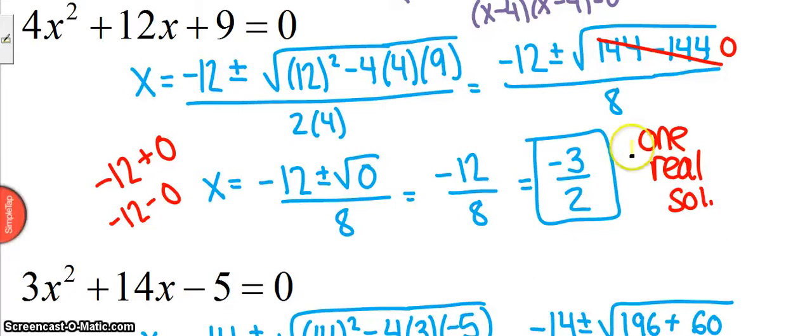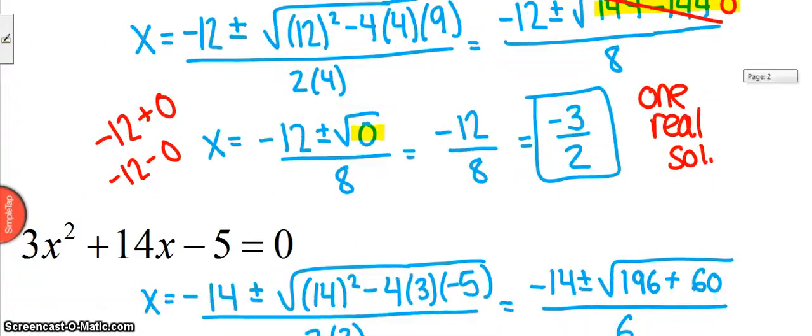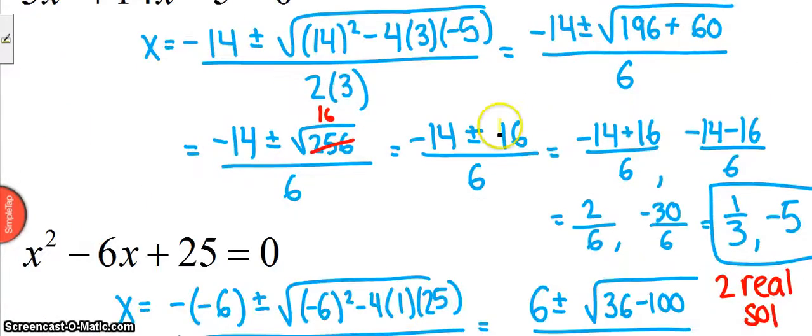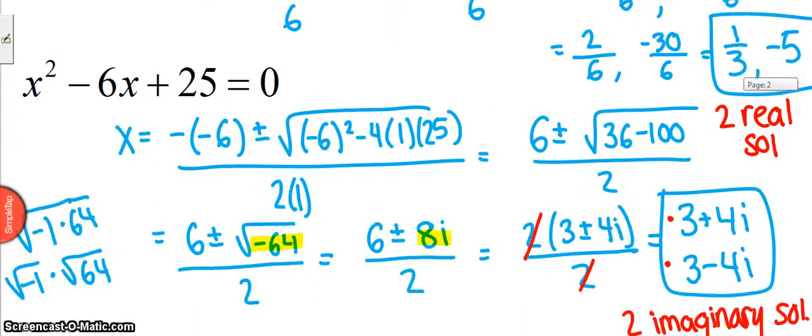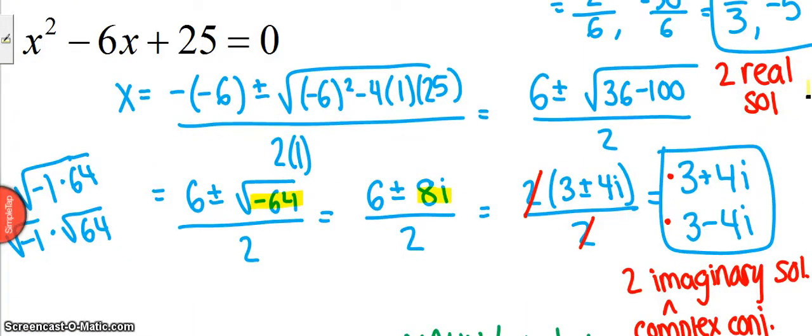Now notice this one has one real solution because underneath the radical you wound up getting 0. Okay, when you add or subtract 0, you're only going to have one solution. This one had two solutions because you added or subtracted 16. You were adding and subtracting a real number because you had a positive number under the radical. And in this last equation, you had two imaginary solutions because you had add or subtract some quantity, but in this case you were adding or subtracting an imaginary number. So you had two imaginary solutions, which was because you had a negative number underneath the radical.